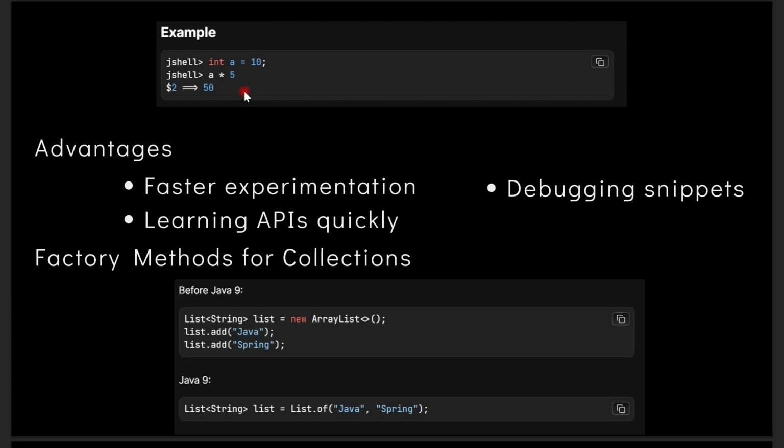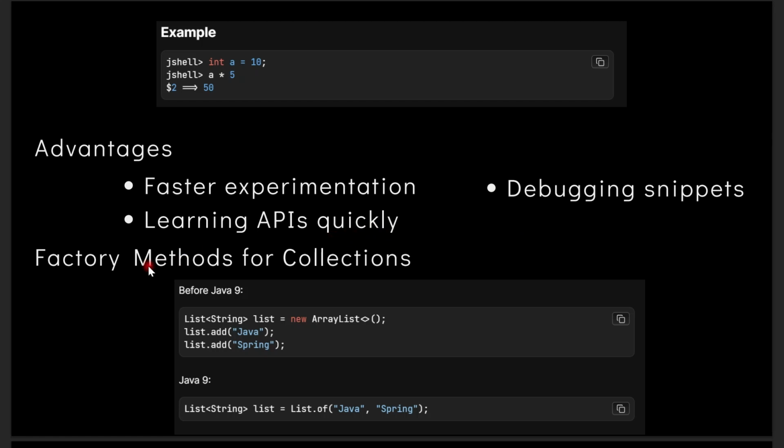If you open JShell from the downloaded JDK, in the command prompt, and you want to try multiplication or addition, small operations, you can do it in a similar way. Here I declare a variable a and assign value 10, and I'm multiplying it with 5. So the output was 50. For this kind of simple example, you don't need to create any classes. You can just practice in JShell. So the advantages are faster experimentation, debugging snippets, and learning APIs quickly. That is JShell usage.